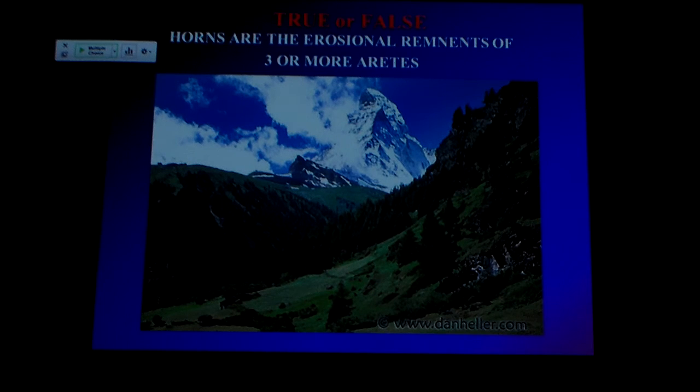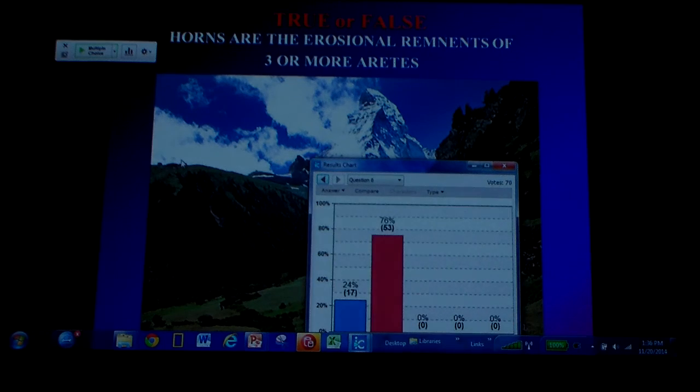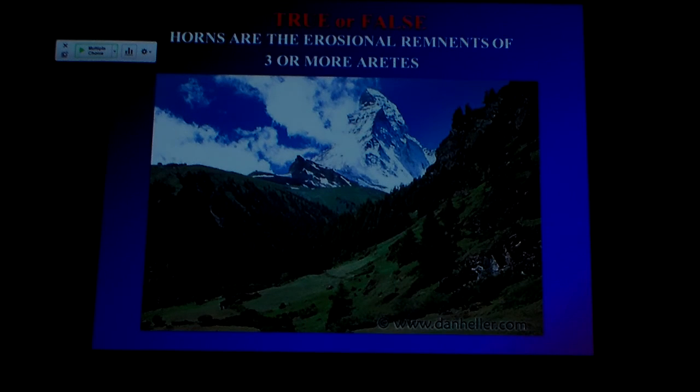So true or false? Horns are the erosional remnants of three or more arêtes. Remember what an arête is. All right. It looks like people are kind of leaning toward the false side.